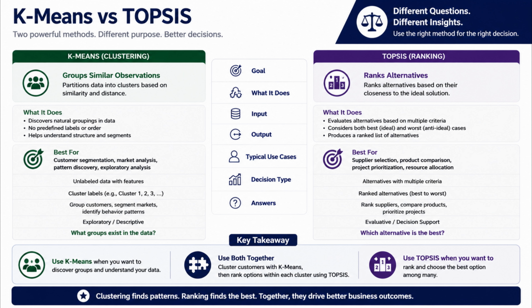Section 27, K-means versus Topsis. Topsis ranks alternatives. K-means groups similar observations. Ranking and clustering solve different business problems. Topsis helps answer questions such as which supplier, project, product, or investment option is best. K-means helps answer questions about what groups exist within a data set. One method prioritizes alternatives, the other discovers structure. Both can be used together to improve business decision-making.